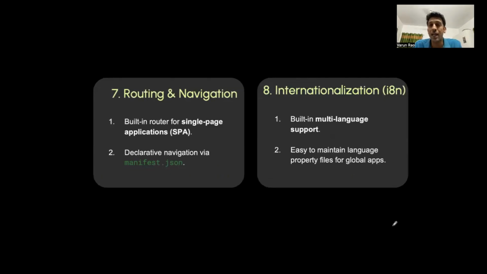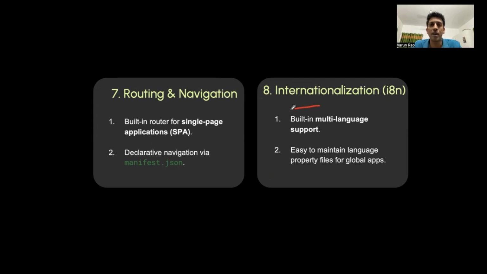You have routing and navigation. Routing is used when you want to change the view. It could be a single view or multiple views, a single screen or split screen. Again, there are different types of routing and navigation available. And we can declare that in manifest.json.